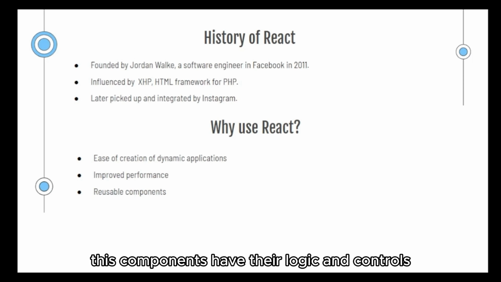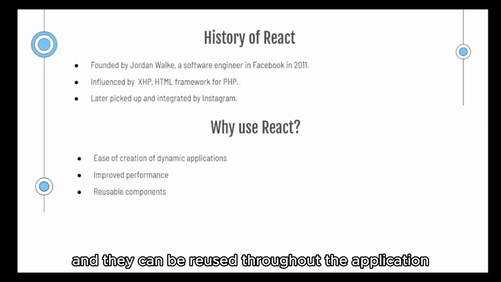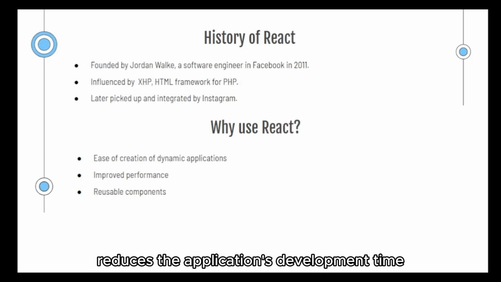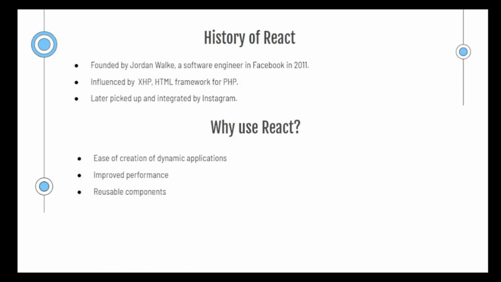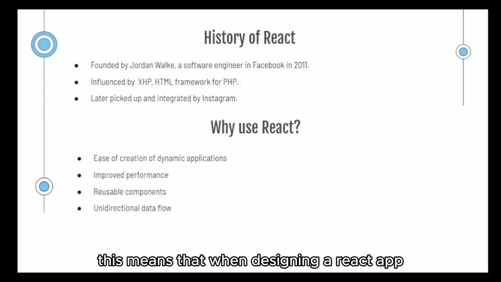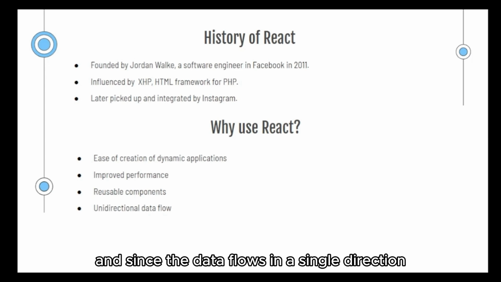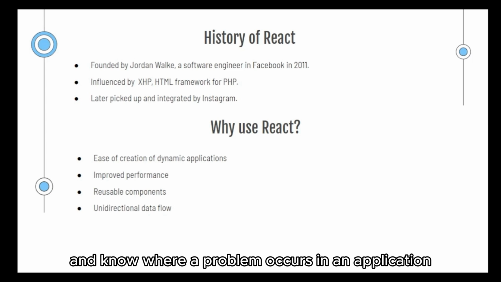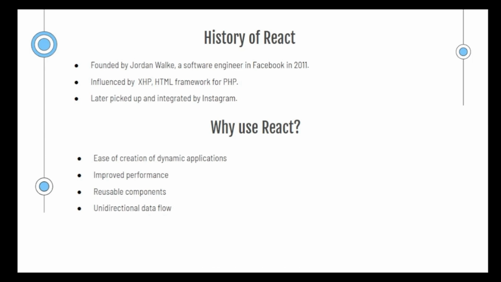These components have their logic and controls, and they can be reused throughout the application, which in turn dramatically reduces the application's development time. And also, React follows a unidirectional data flow. This means that when designing a React app, developers often nest child components within parent components. And since the data flows in a single direction, it becomes easier to debug errors and know where a problem occurs in an application at the moment.